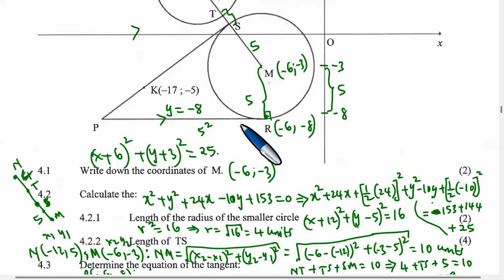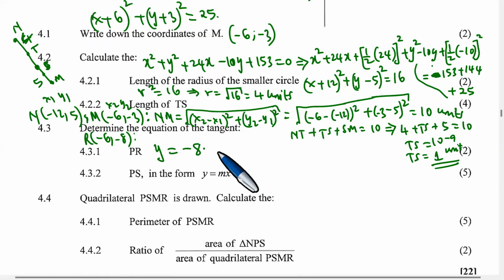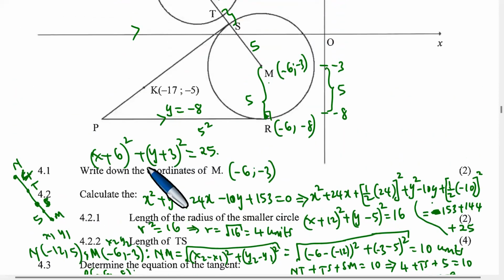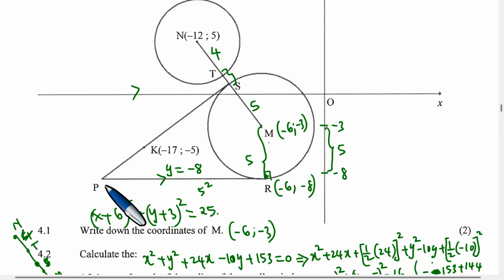The next thing is to find the equation of the tangent PS. Obviously PS passes through the point K. If it passes through the point K, we can easily determine the equation as long as we can find a couple of things, like the gradient of the tangent.